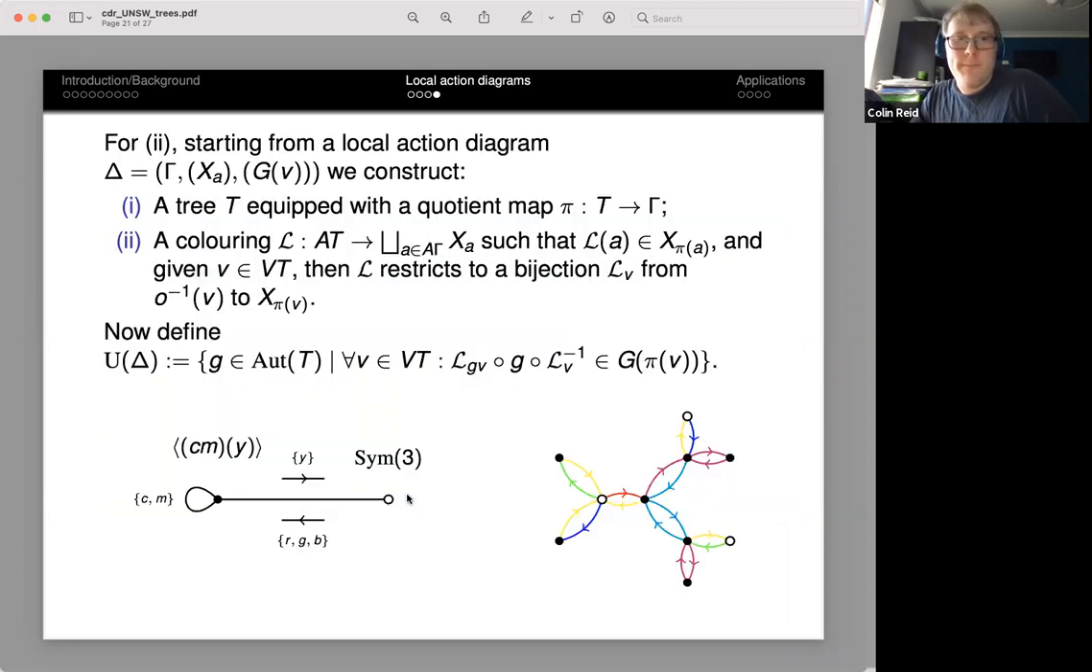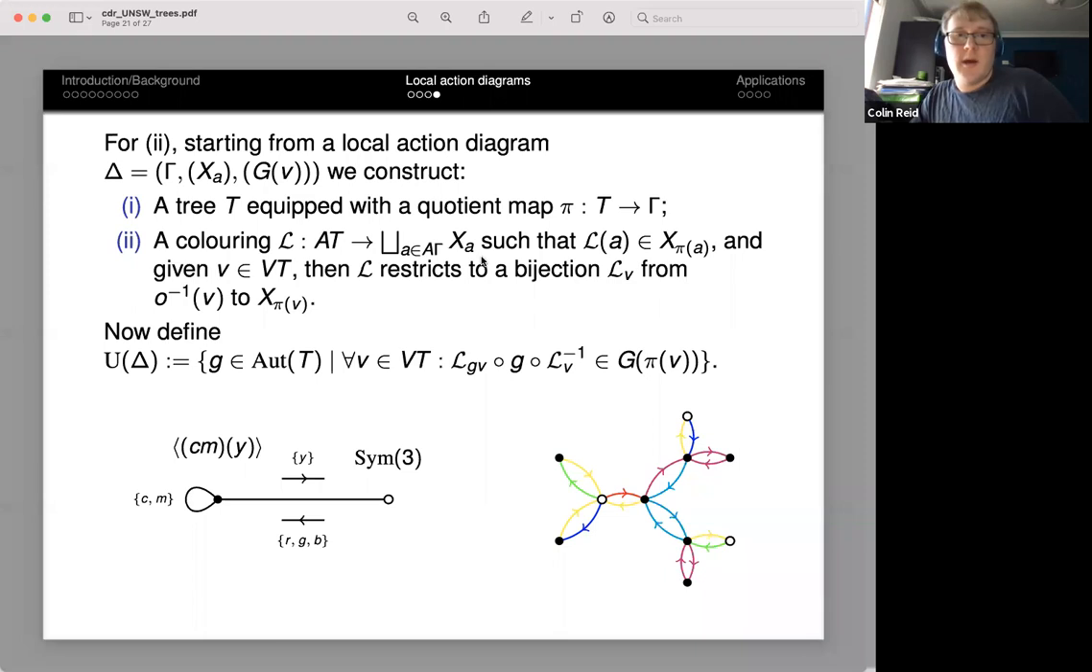Okay, so the more difficult part of the proof is part 2. If you start with the local action diagram, you want to build this group U delta, and basically what you do is you can build a tree equipped with the quotient map to gamma with the right number of neighbours, the right number of arcs going into each vertex and so on. And then a colouring of that tree, which specifies how the colour sets work.